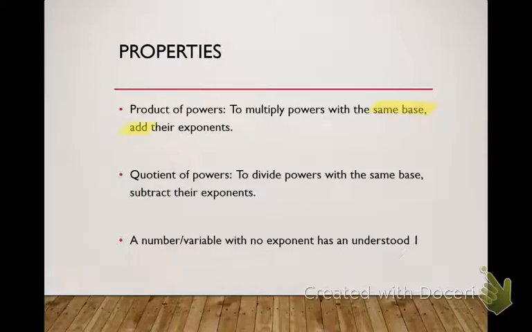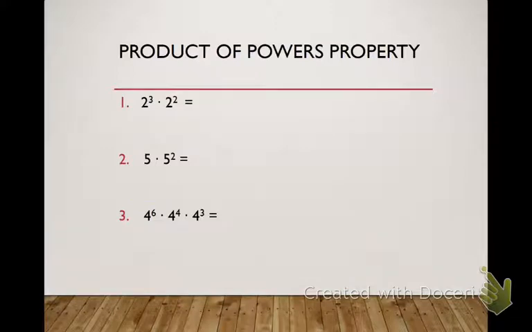Quotient of powers says to divide powers with the same base, subtract their exponents. So the key here is they have to have the same base number in order for these properties to apply. All right. The third point is that a number or a variable that has no exponent, like the number 6, okay? That's the same thing as 6 to the power of 1. So if you see nothing there, that still means that there's an understood 1 there. That's really important.